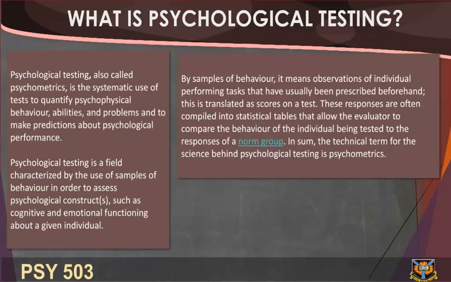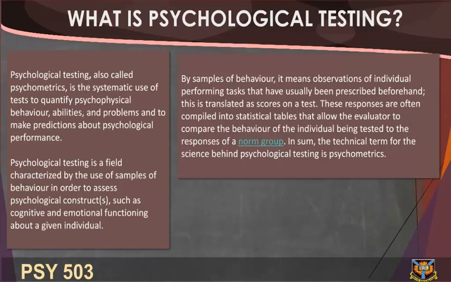Psychological testing, also called psychometrics, is the systematic use of tests to quantify psychophysical behavior, abilities, and problems, and to make predictions about psychological performance. Psychological testing is a field characterized by the use of samples of behavior in order to assess psychological constructs such as cognitive and emotional functioning about a given individual.